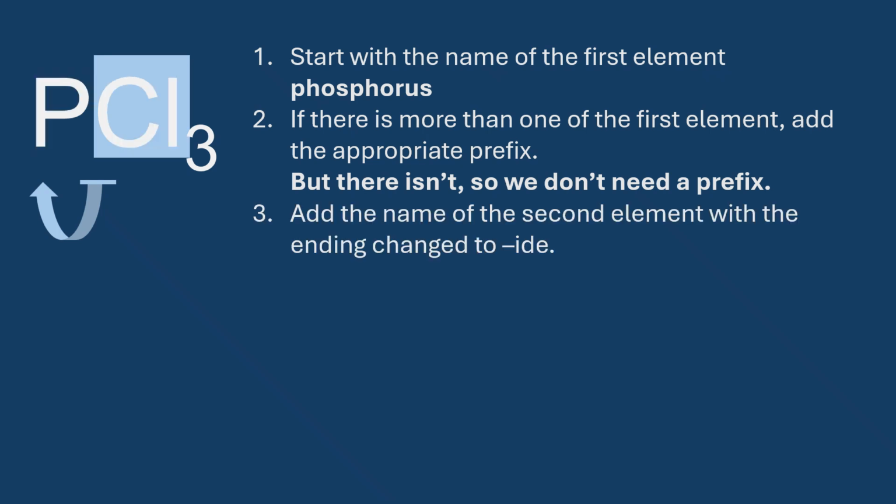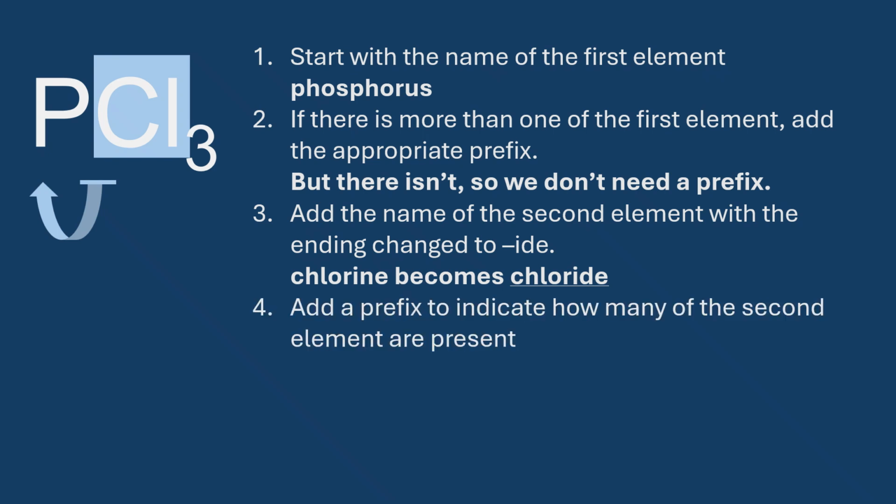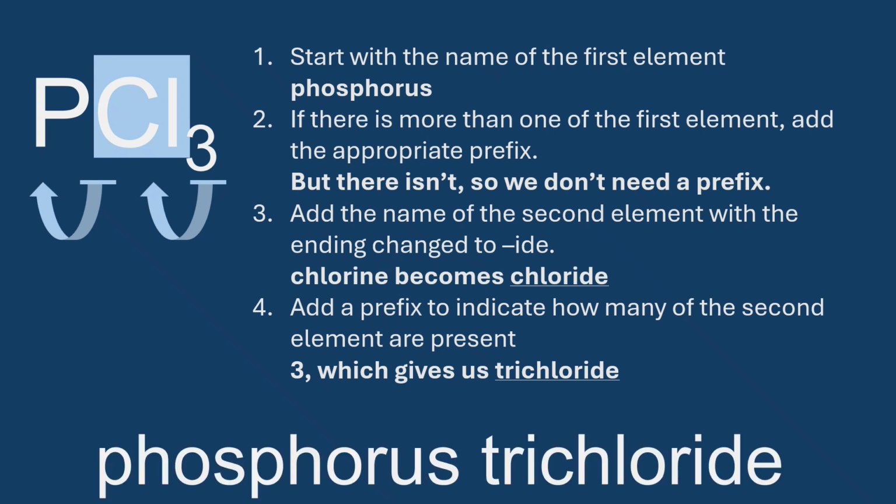Next, we need to name the second element, making sure to change its name to IDE. If it's second, it will have more electron density around it, and we need to let the chemist know that. In this case, chlorine will become chloride. Next, we need to indicate how many of the second element are present. In this case, that is 3 atoms. Adding the appropriate prefix tri to chloride gives us trichloride. Lastly, we string the 2 pieces together and name our compound phosphorus trichloride.